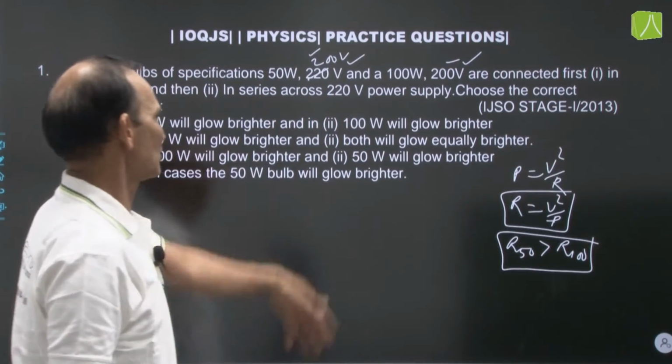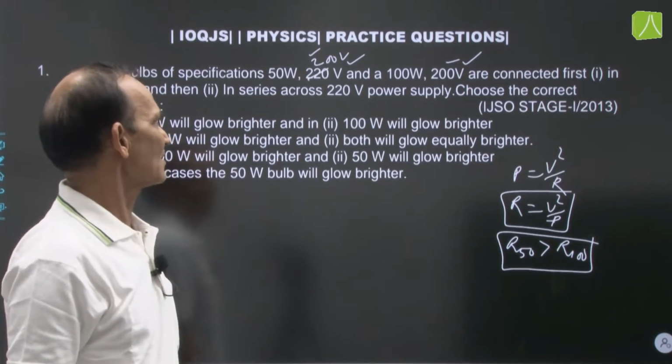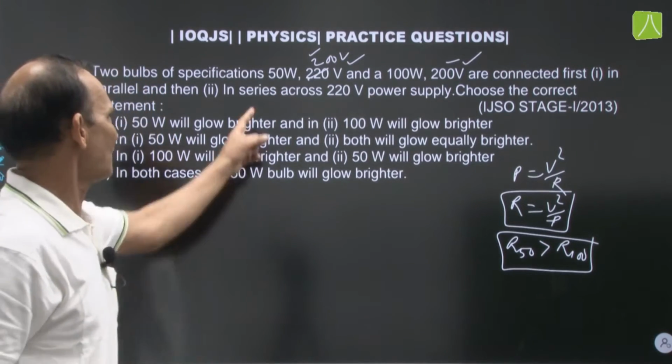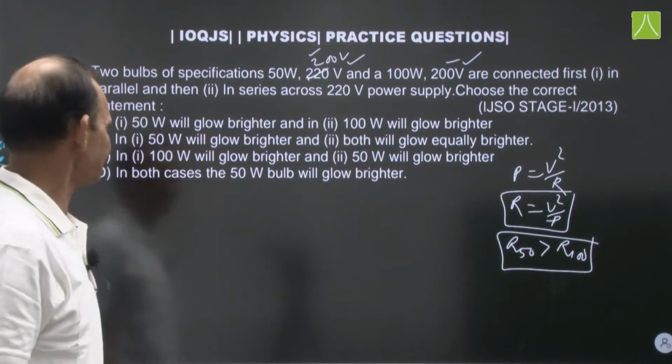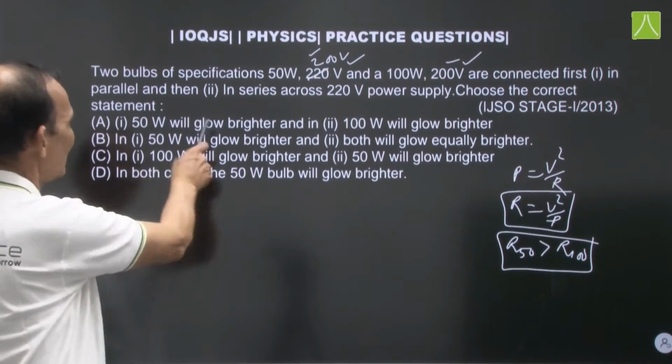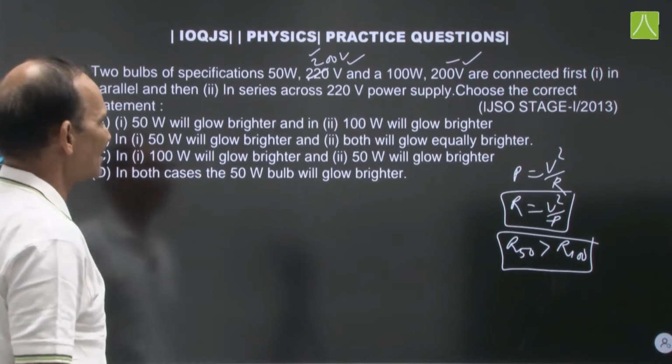Now think about the question. Two bulbs, 50 watt 200 volt and 100 watt 200 volt. Power of 50 is this one, greater 100 watt. Now think, they are connected first in parallel.